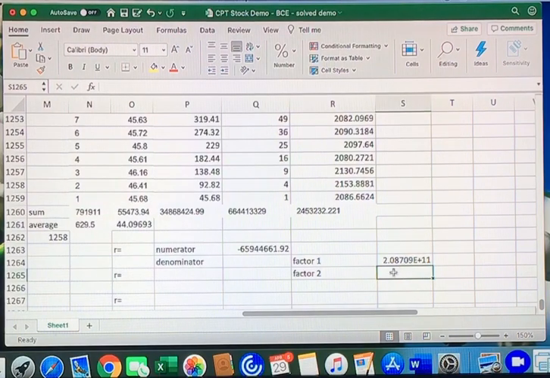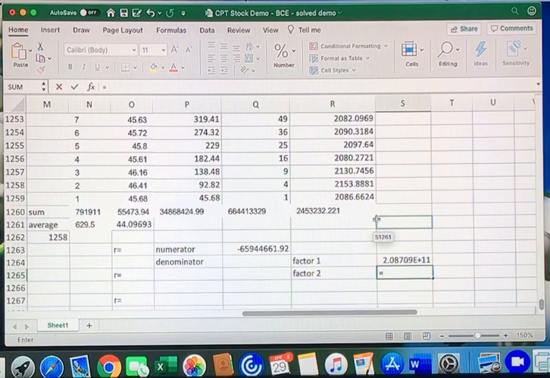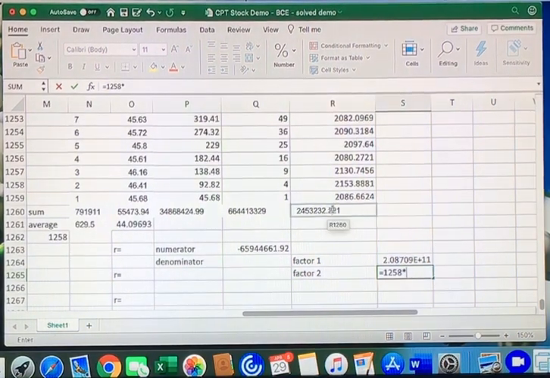All right, and then for this one again, I will go the same scenario. This is the other factor, but again, it's for y. So we'll go 1258 times my sum of y squared. That's this number.